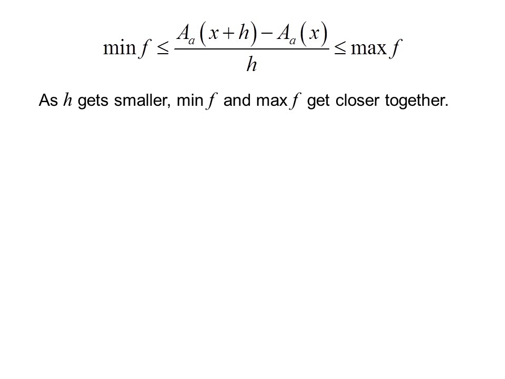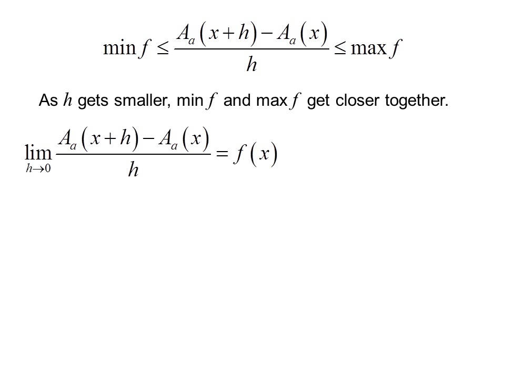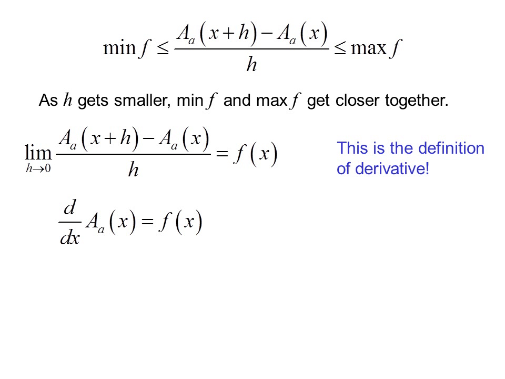As h gets smaller, the minimum value of f and the maximum value of f get closer together. If we take the limit as h approaches 0 of A sub a of x plus h minus A sub a of x over h, it must equal the value of the function f of x. But this is the definition of derivative. So we could rewrite it as d/dx A sub a of x equals f of x.